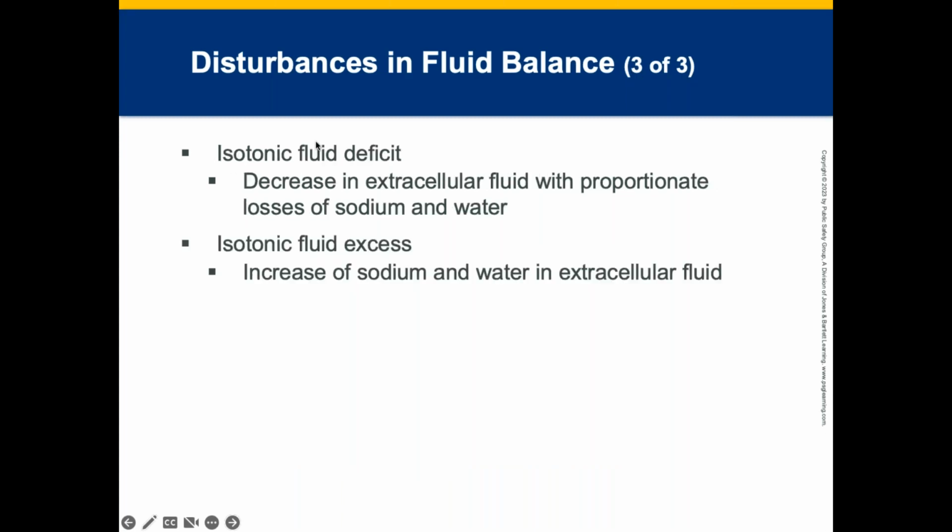We also have what they call the isotonic fluid deficit. With this, it's decreased extracellular fluid with proportionate losses of sodium and water. This is the most common form of fluid loss. Isotonic fluid excess is a proportionate increase of sodium and water in the extracellular fluid. The common causes include kidney and heart failure.